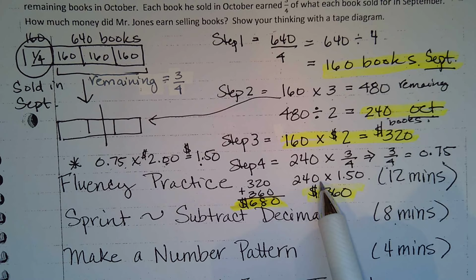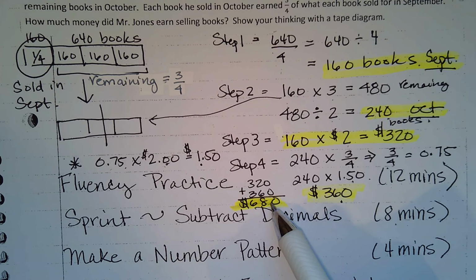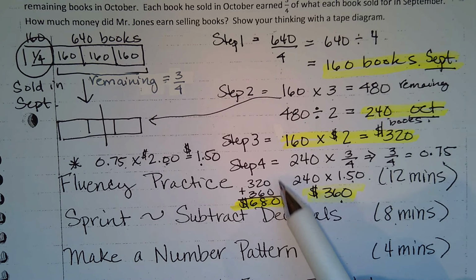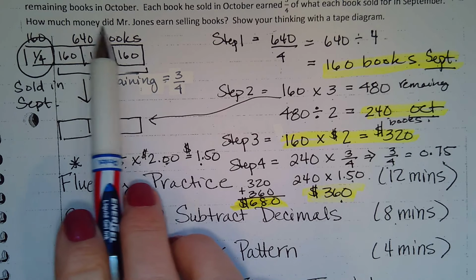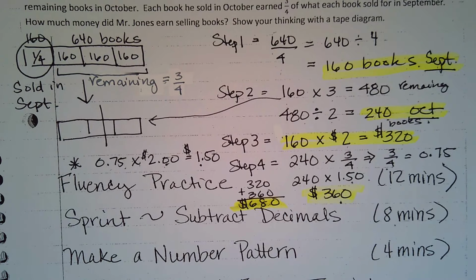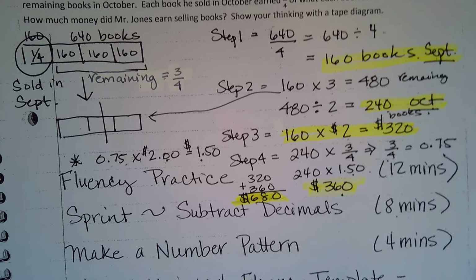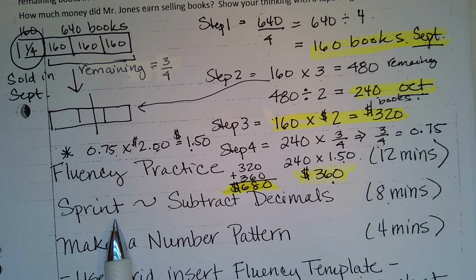So 240 times 1.50 equals $360. So when I added it all up, $320 plus $360 equals $680. So, how much money did Mr. Jones earn selling books? He earned $680.